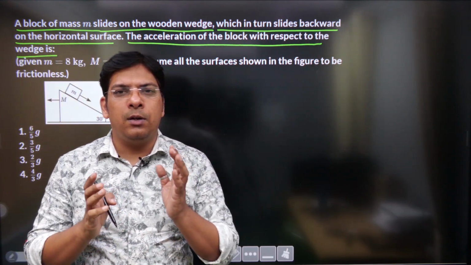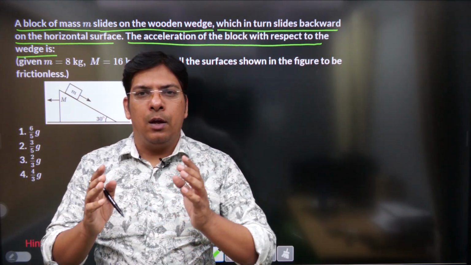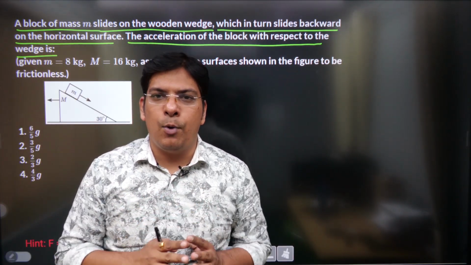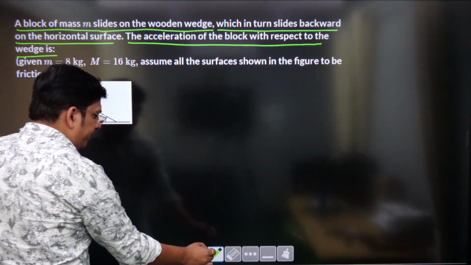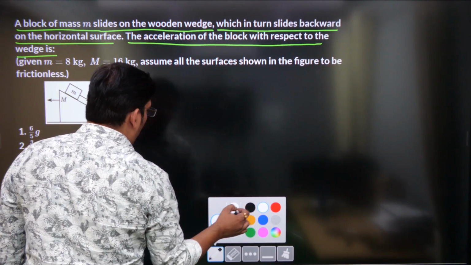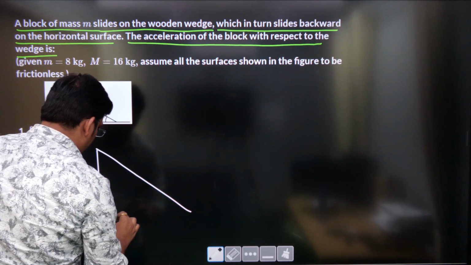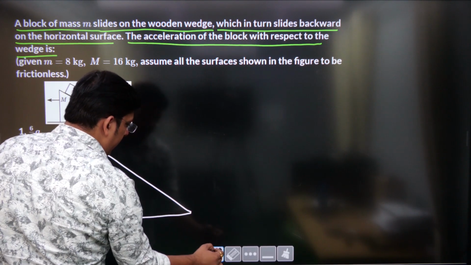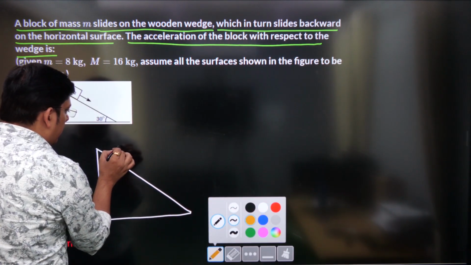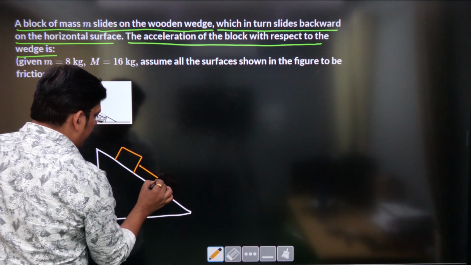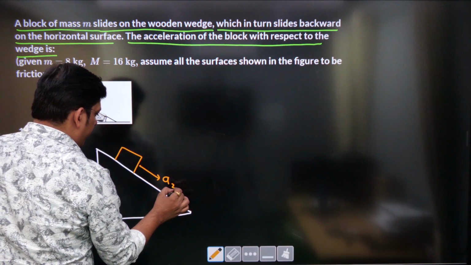Dear students, for solving these types of problems, obviously we will have to draw the free body diagram of the wedge as well as the block. So let us do that. Let us do it for the block first. So this is the wedge, dear students. And a block of some mass m is sliding. Let us assume that its acceleration is a2.